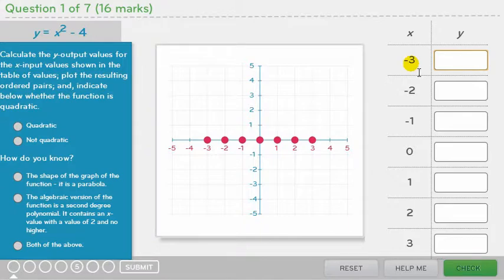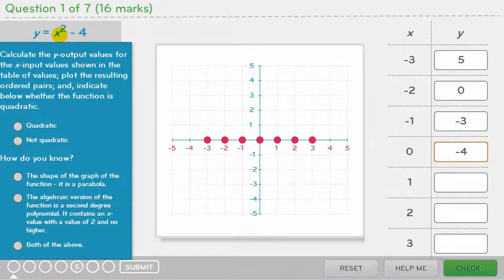If we take an input value of negative 3 and substitute it into our function, we have negative 3 squared is 9, 9 minus 4 is 5. Next, we have negative 2 squared. Negative 2 squared is 4, 4 minus 4 is 0. Negative 1 squared is 1, 1 minus 4 is negative 3. 0 is an easy one, 0 squared is 0, 0 minus 4 is negative 4.